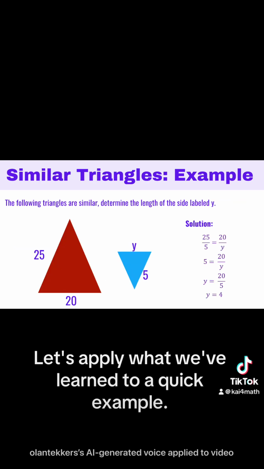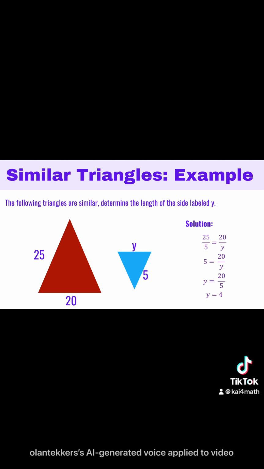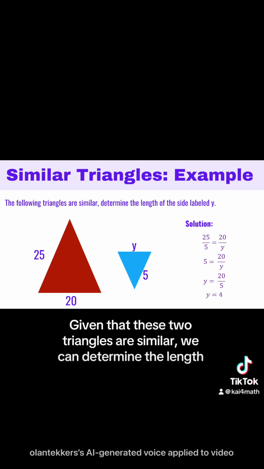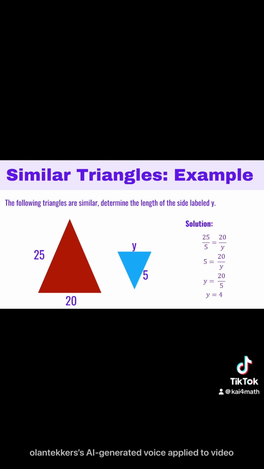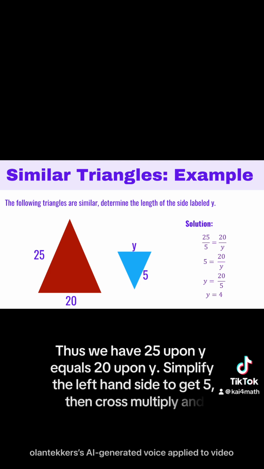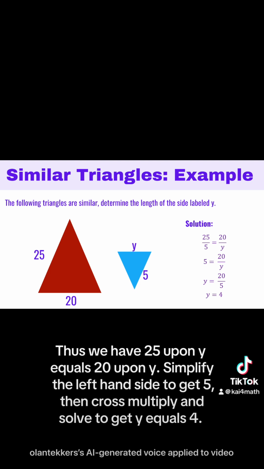Let's apply what we've learned to a quick example. Given that these two triangles are similar, we can determine the length of the missing side, y, by forming an equation with the ratios of the corresponding sides. Thus we have 25 upon y equals 20 upon y. Simplify the left-hand side to get 5, then cross-multiply and solve to get y equals 4.